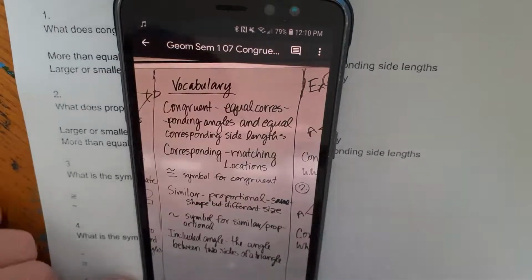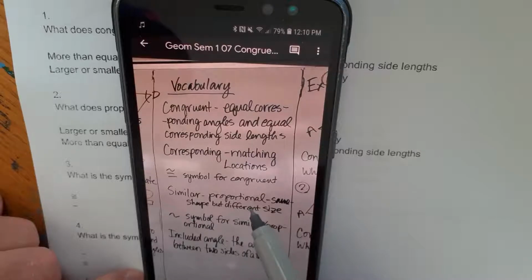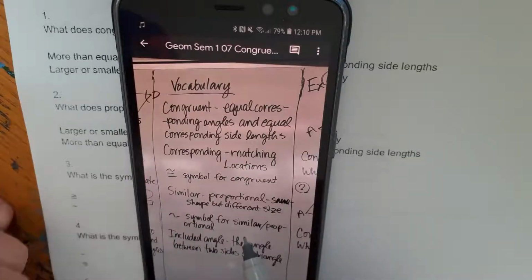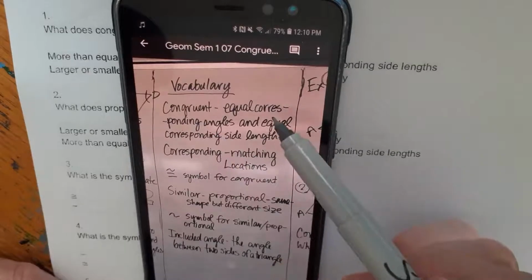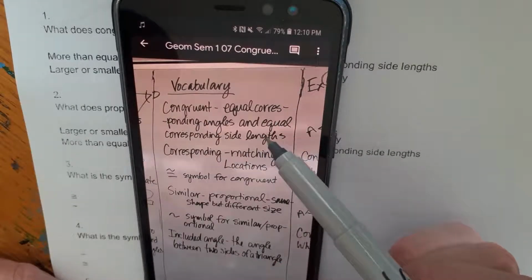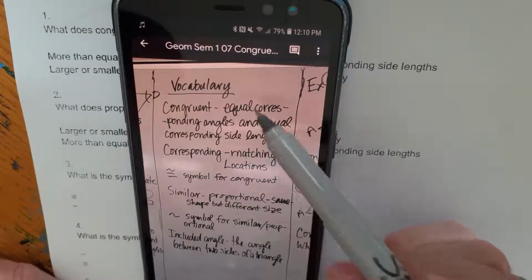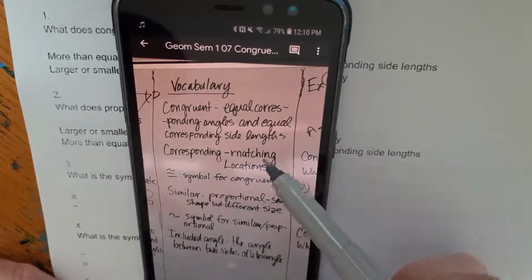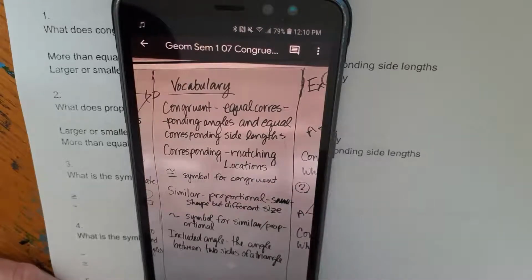We've talked about proportional before, but just to remind you, in geometry, the word similar means proportional. It's the same shape, but different size. Okay? Here's the symbol for congruency. It's an equals with one squiggly on top. Here is the symbol for similar or proportional. It's one squiggly line. The included angle is that angle between the two sides, as we pointed out. Congruent means equal corresponding angles and equal corresponding side lengths, so multiple aspects of equality. Corresponding means matching locations on different shapes.